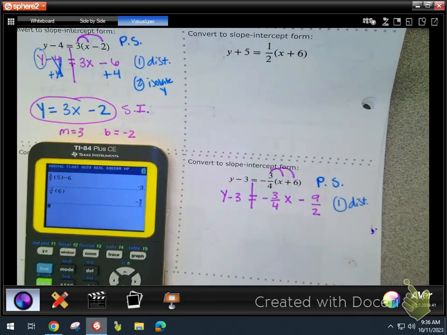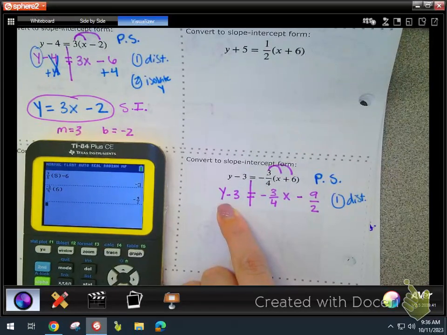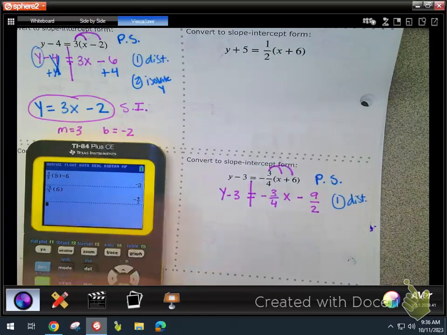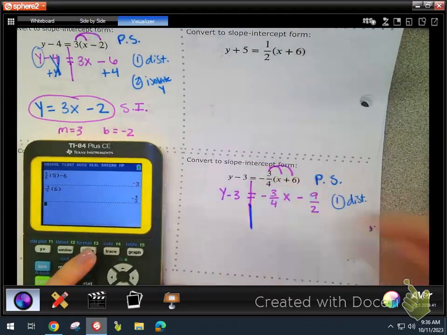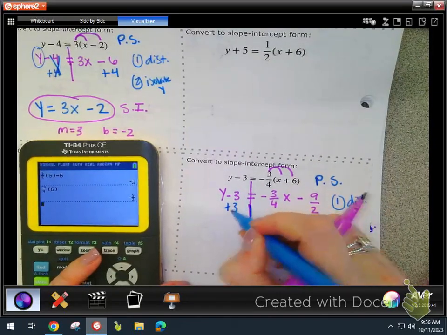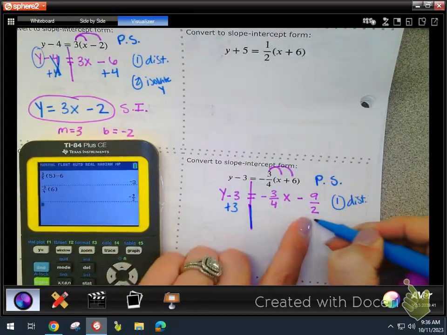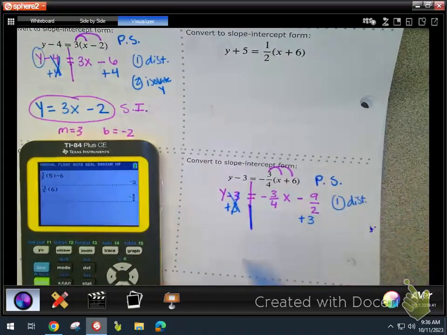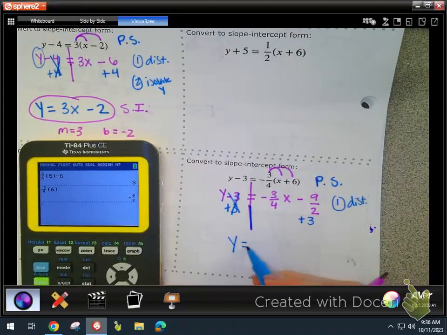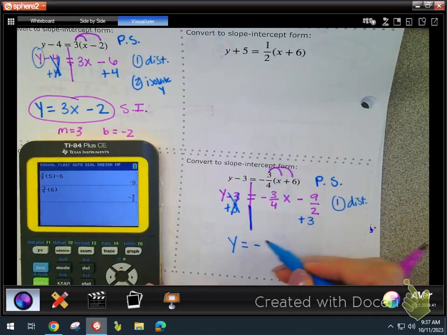Are we done? Are we in slope-intercept form? No. How do you know that we are not? There's still a minus 3. So that's step 2. How do we take away a minus 3 from both sides? Plus 3. So I'm going to do plus 3 right here. I'm not going to add it to the x. I'm going to add it to this guy. Plus 3 right here. And then this is going to get y by itself. That's the end goal. Negative 3/4 x. I can't do anything with that.